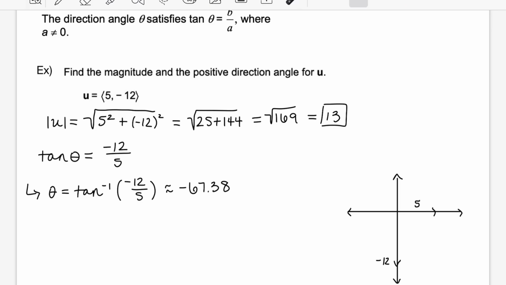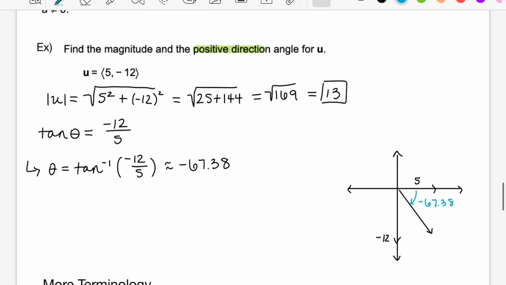Now, if our direction angle here is going to be minus 67.38, then our vector is going to look something like this here, where this angle theta is going to be minus 67.38. However, in the question, notice that we asked for the positive direction angle for u. So in this case, we just want to figure out what this angle is here, starting from the horizontal going to this vector here. This will be u.